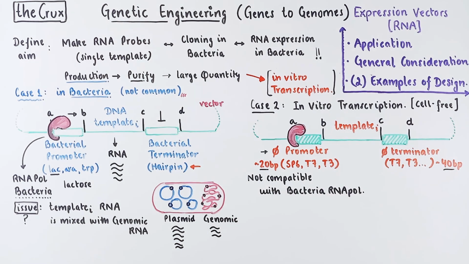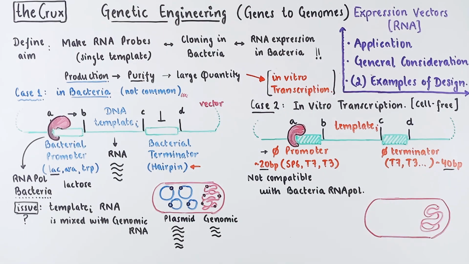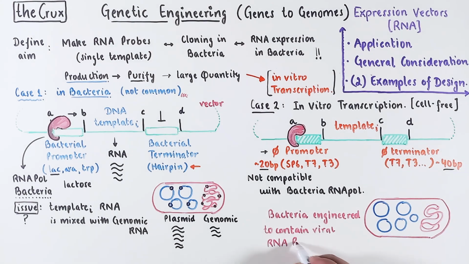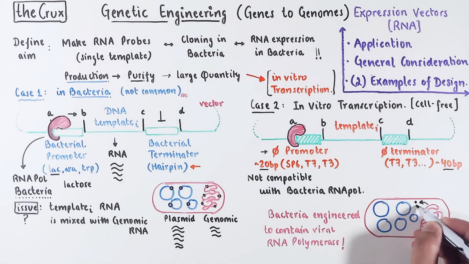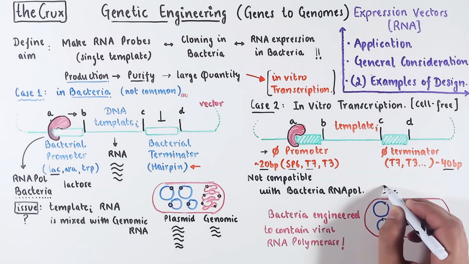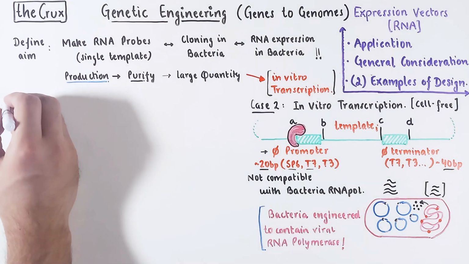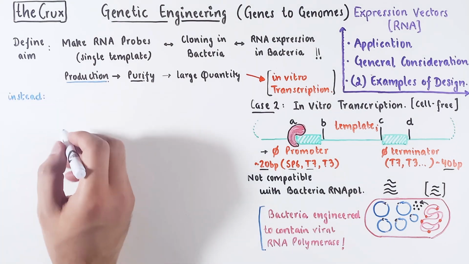Now, let's take a small detour and imagine you do this the uncommon way, which means if you wanted to express the RNA in a bacteria, you will have to engineer the bacteria to contain genes that make viral RNA polymerase. The viral RNA polymerase binds only to the viral promoter and makes RNA from the template. In this bacteria, the bacterial RNA polymerase is still active, making RNA from the genomic DNA. So even in this situation, you have this contaminating RNA. So what do we do instead?